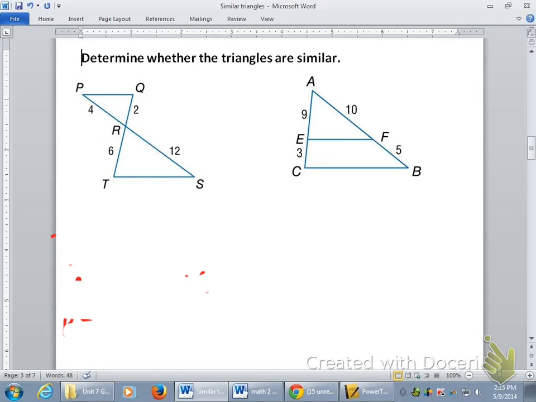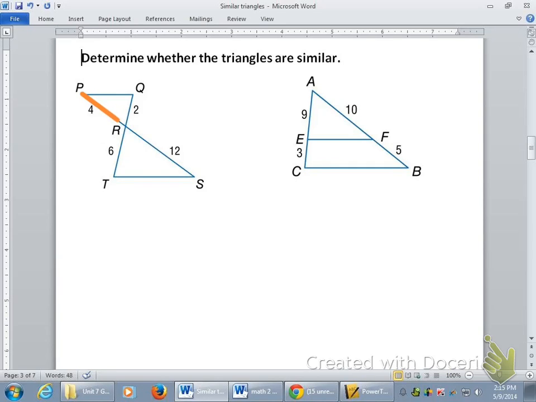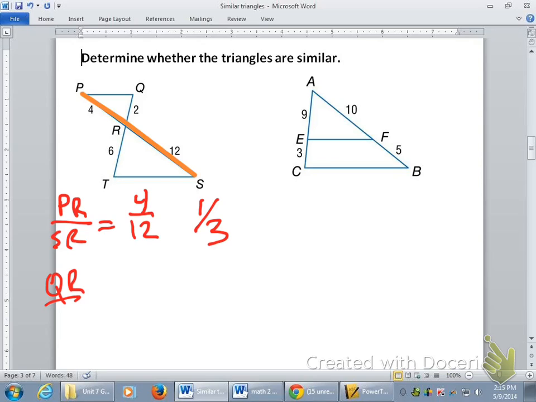Instead of matching it the way they did it, let me do this a different way. They actually match PR and RS match. So let's try it this way. PR and RS, or actually it would be SR, I suppose. That would be 4 over 12, which is a third. And what about QR and TR? That would be 2 over 6, which is also a third. So they were proportional, weren't they? What happened was these triangles got twisted. All right? They got twisted.